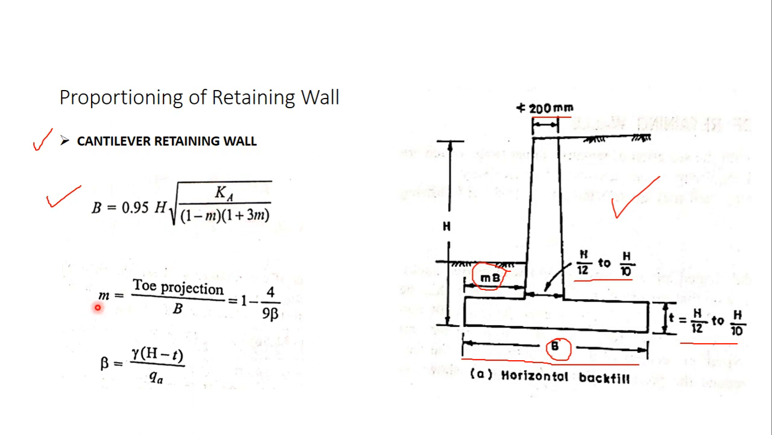So what is m? Here you can see m is given by 1 minus 4 by 9 beta. So again, what is beta? Beta is gamma into (H minus T) divided by QA. So gamma is actually the density of the soil, H is again the height of the backfill, T is the thickness of the slab, and QA is the allowable bearing pressure of the soil. So if I know m and if I know B, I can calculate the projection of the toe slab, and if I know B, obviously I know the bottom width of the wall. Okay, so this is how I do the proportioning of a cantilever retaining wall.